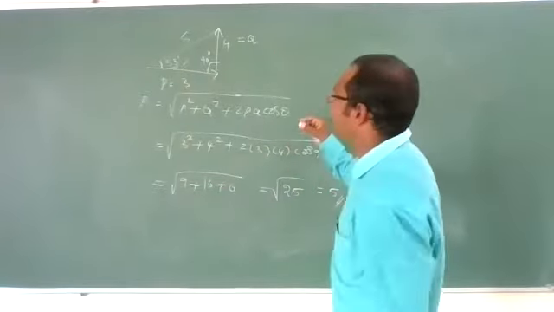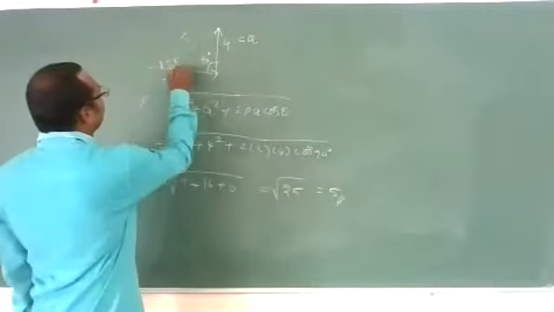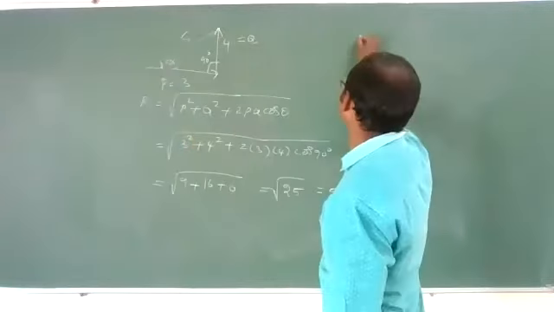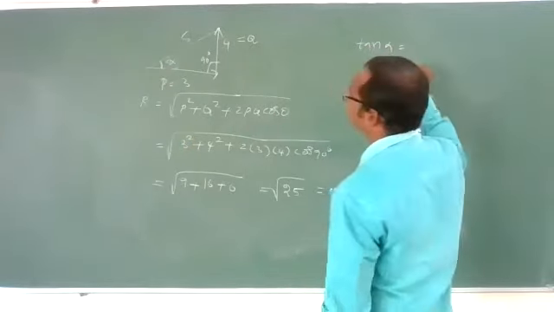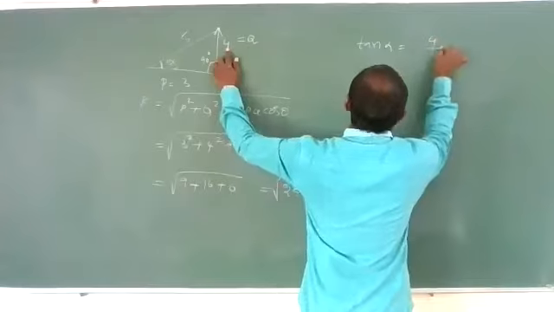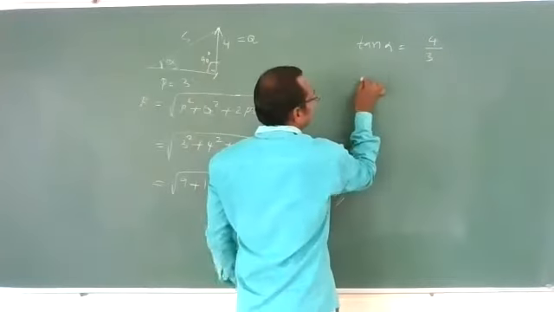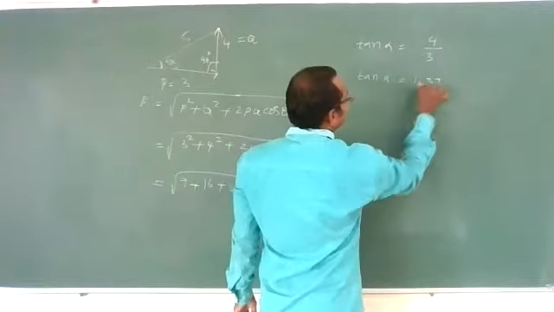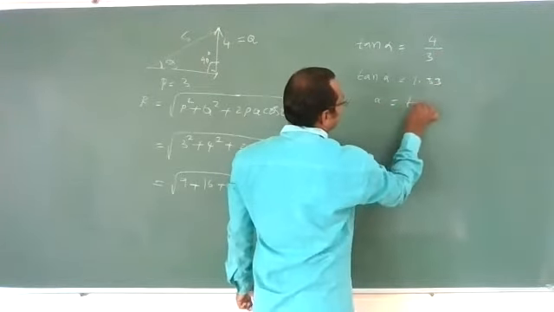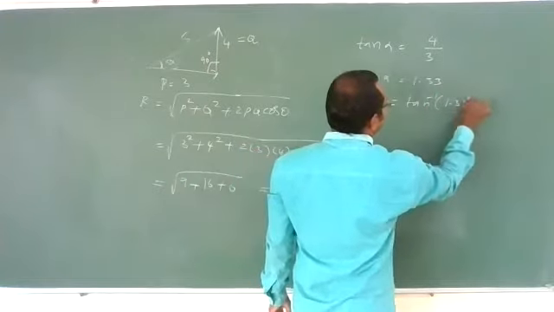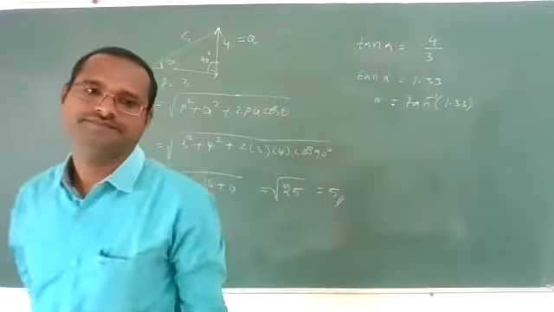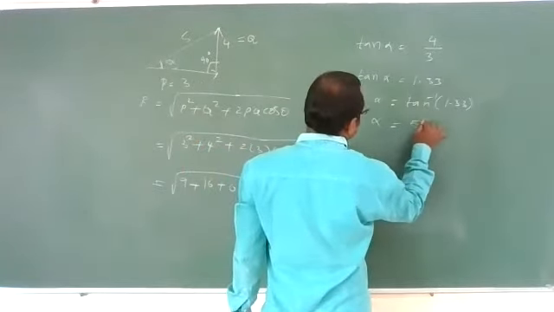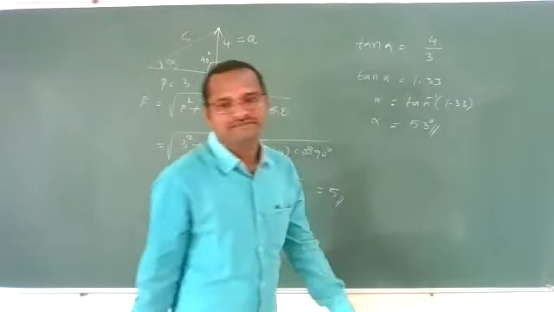Otherwise, stay here. What is tan alpha? This is alpha. It is making an alpha angle. Tan alpha: the opposite side is 4, the adjacent side is 3. So tan alpha is equal to 4 by 3, means 1.33. Alpha is equal to tan inverse of 1.33. Correct? So this angle will become how much? 53 degrees. You have to remember this.